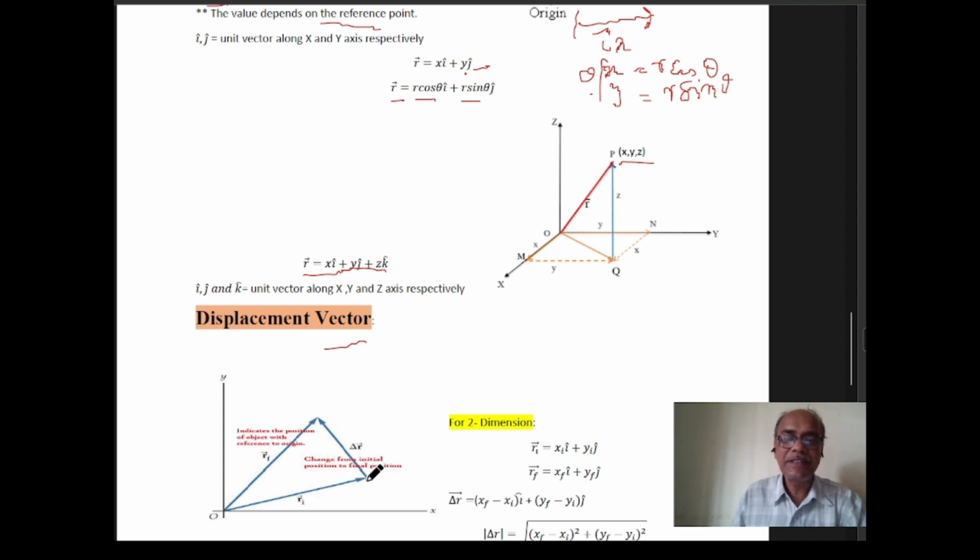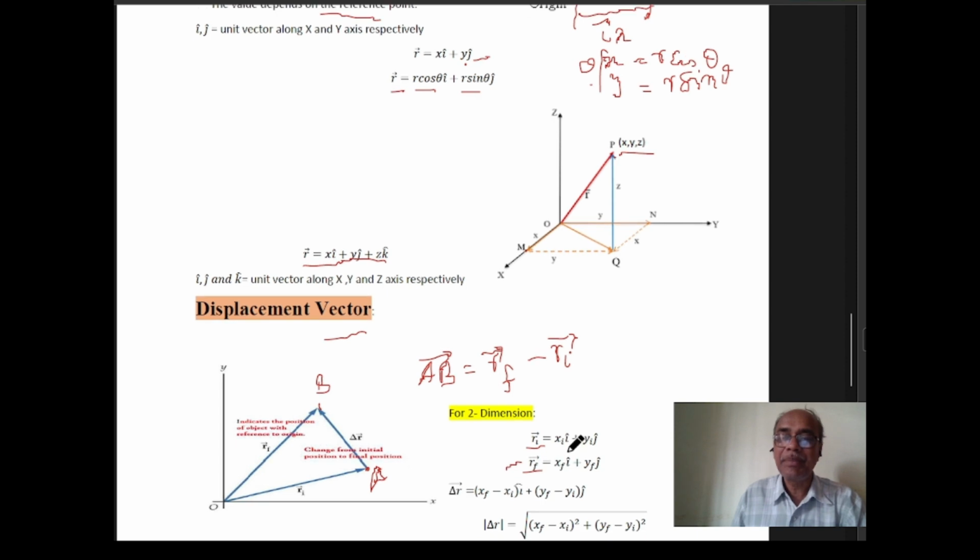Suppose this is the initial position and this is the final position, OA and OB. Then AB is the displacement vector. It is the displacement of the object from the initial position to the final position. So if Ri is the initial position vector and Rf is the final position vector, then the displacement vector OB equals Rf minus Ri.